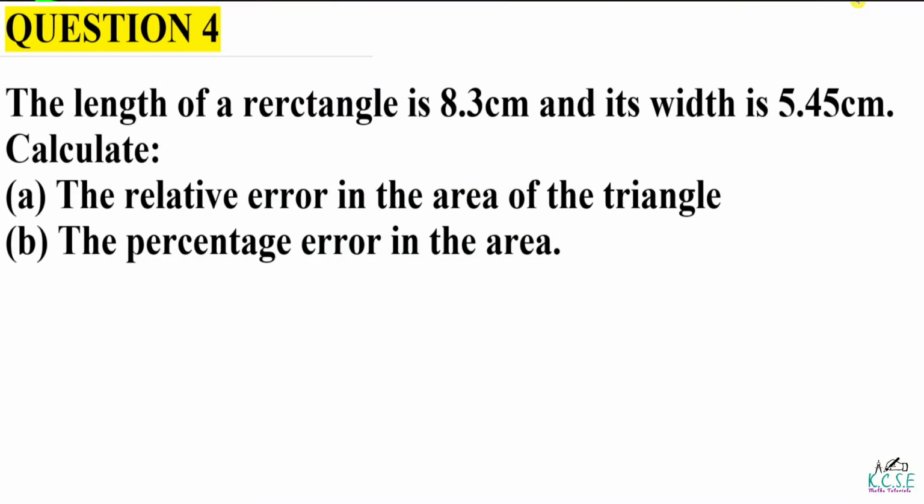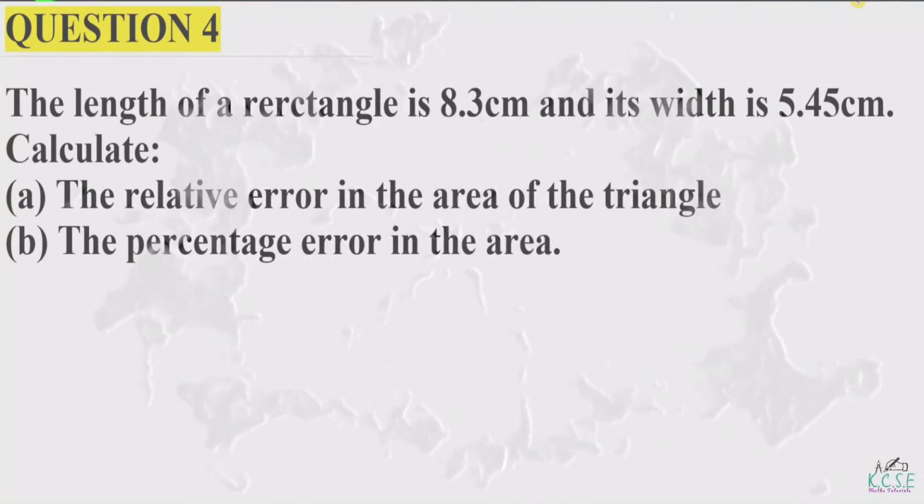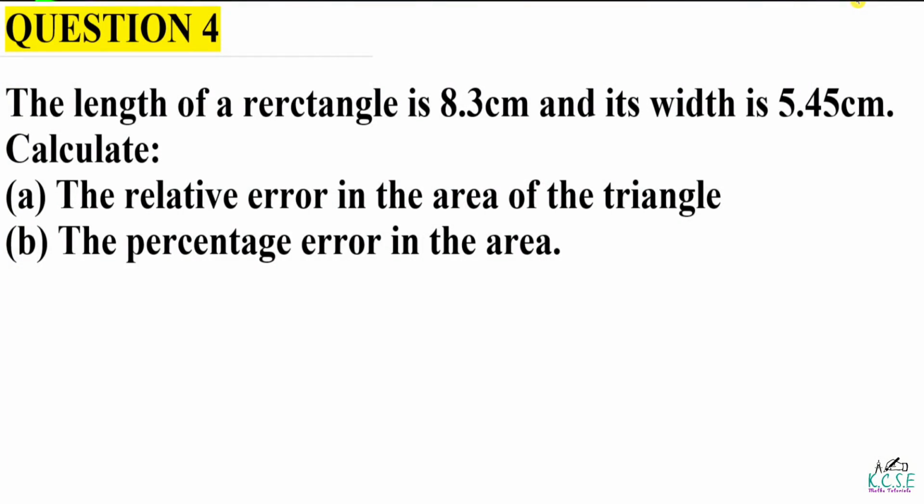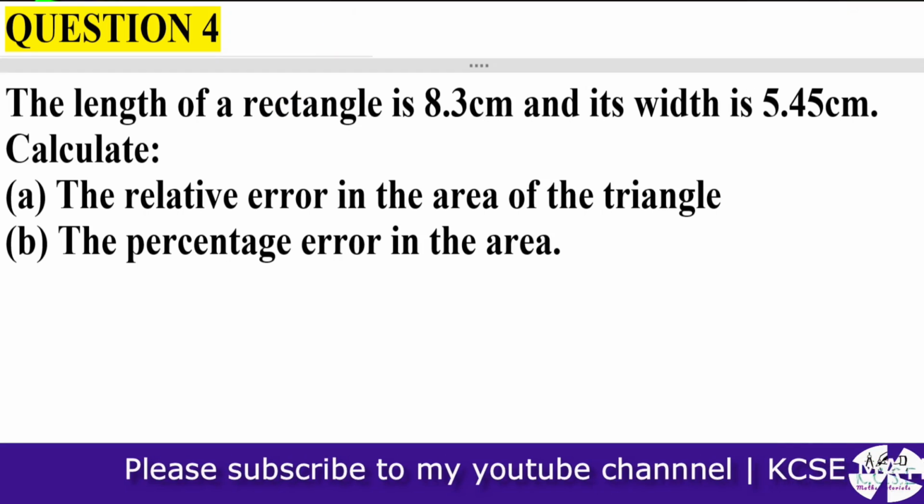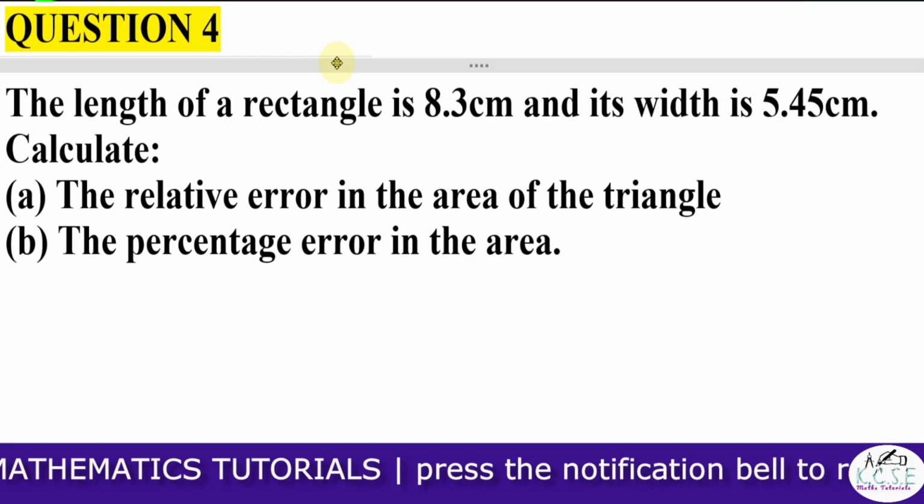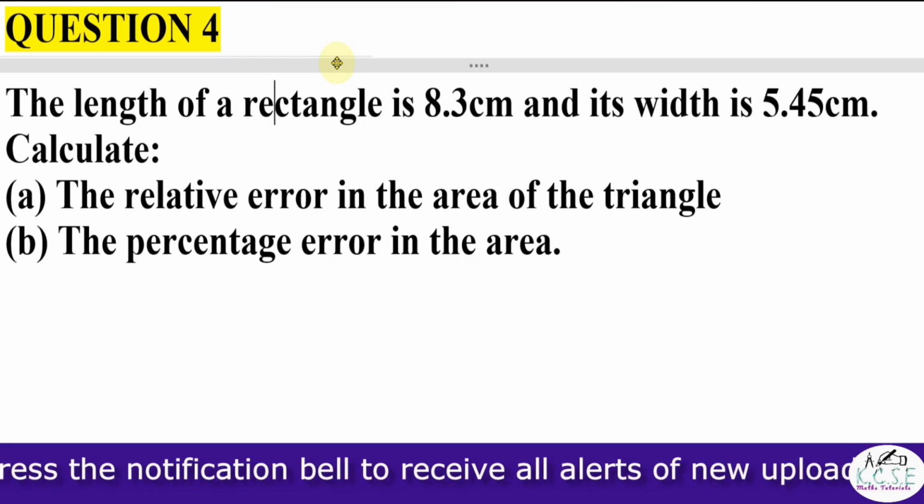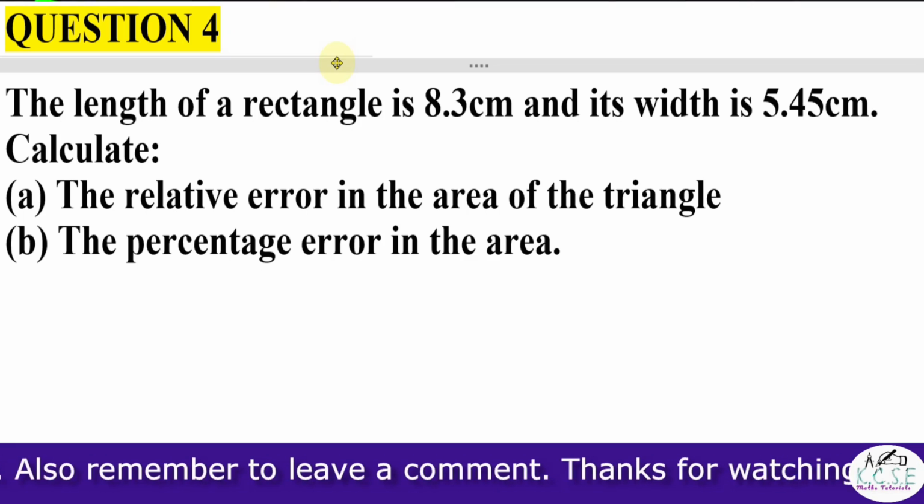Question number 4. The length of a rectangle is 8.3 centimeters and its width is 5.45 centimeters. Calculate A, the relative error in the area of the rectangle, and B, the percentage error in the area of this rectangle. So the first thing we're going to do is to go to the first part. We are required to get the relative error in the area of the rectangle.